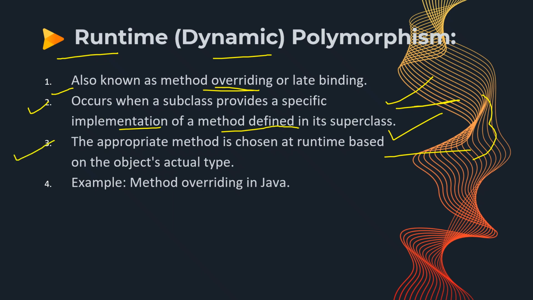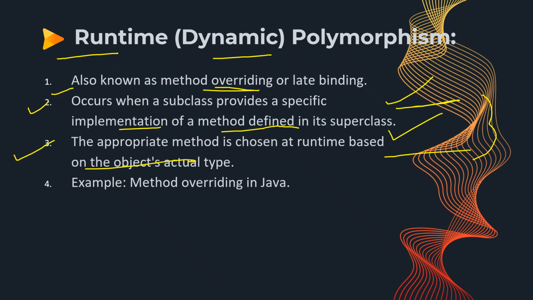And the appropriate method is chosen at runtime based on the object's actual type. So it will choose at runtime which method has to be called.